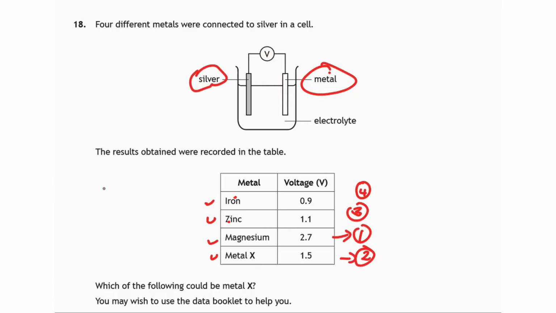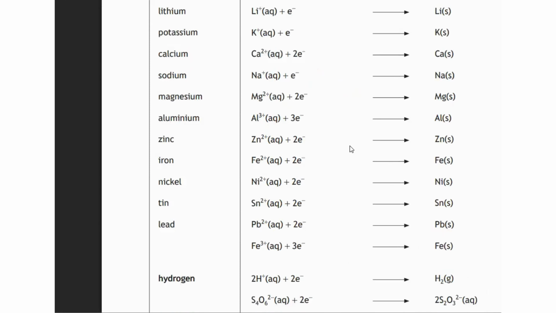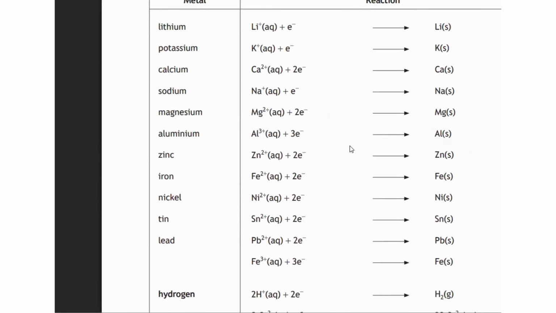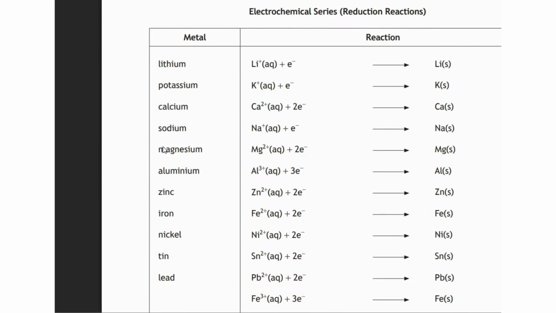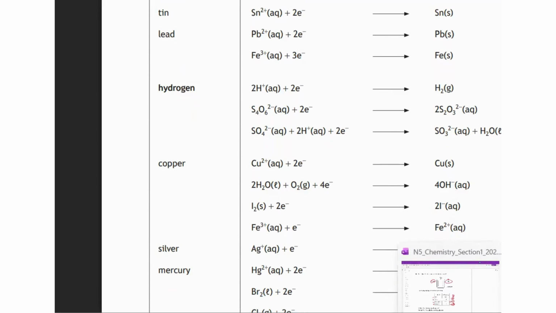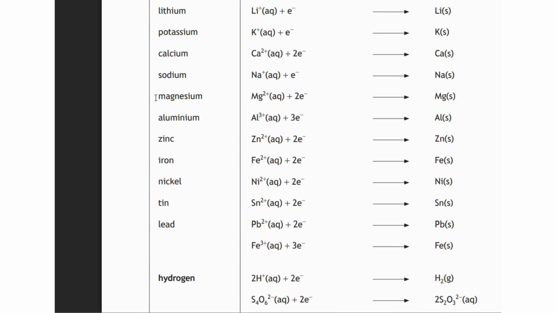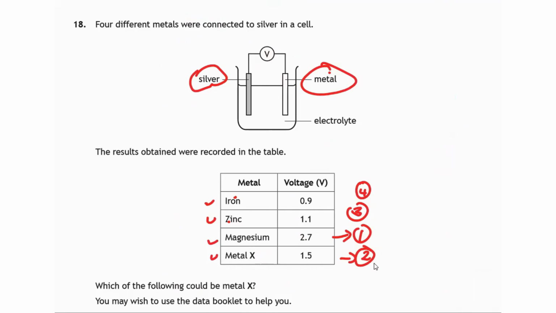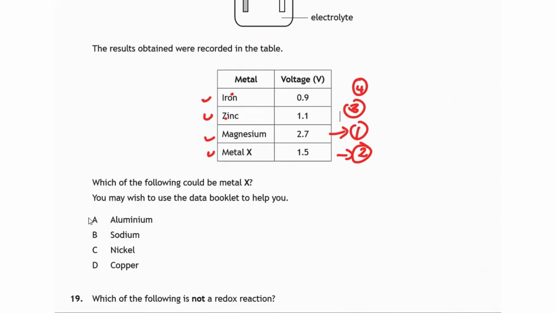So which of the following could be metal X? To figure this out from our data booklet, the trend is from magnesium, the unknown, zinc, and then iron. From page 10 of our data booklet, we will see the trend from here: magnesium, and then aluminium, then zinc, and then iron. If you go down the electrochemical series trend, that is when you see silver down. So we got magnesium, aluminium, zinc, and iron. Magnesium is first, the second one would be aluminium, so our best probable option is aluminium.